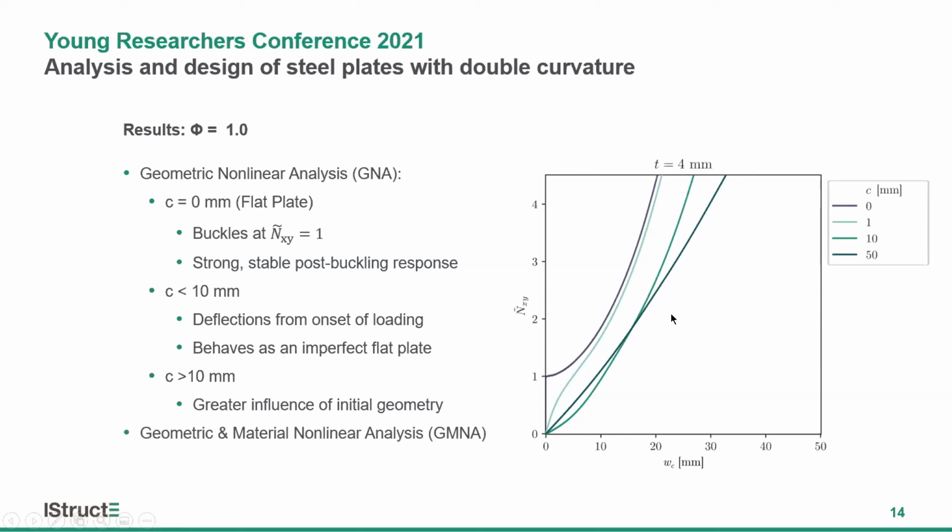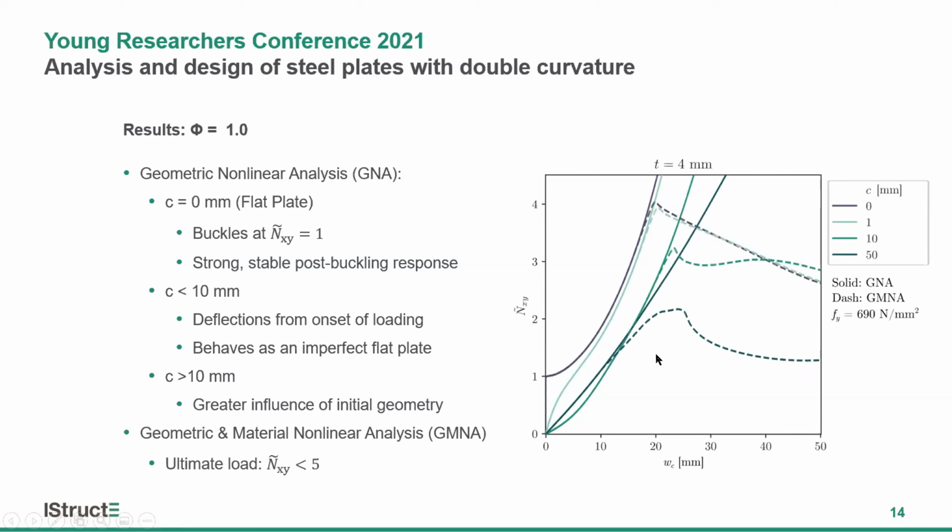Finally, if I were to consider a material nonlinear analysis as well as a geometric nonlinear analysis, as you can see here, the dashed lines show the result from introducing the yield stress of 690 to the numerical models, and we see that the ultimate load occurs before n tilde is equal to 5. So we can quite safely limit our region of interest to this region. But the real causes for this response are not immediately apparent from the finite element model.